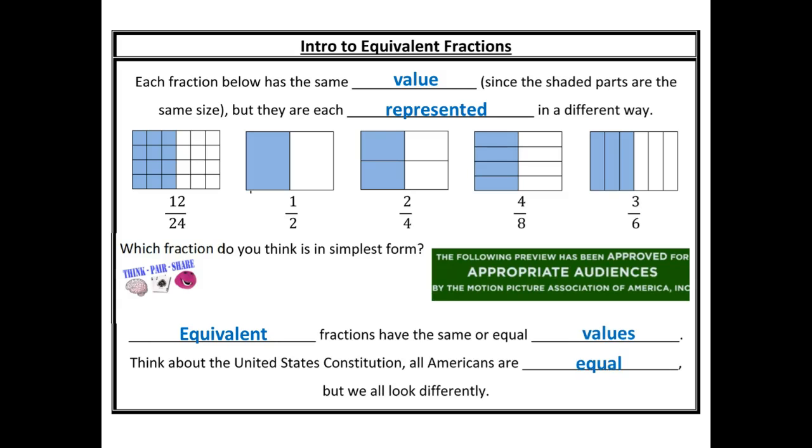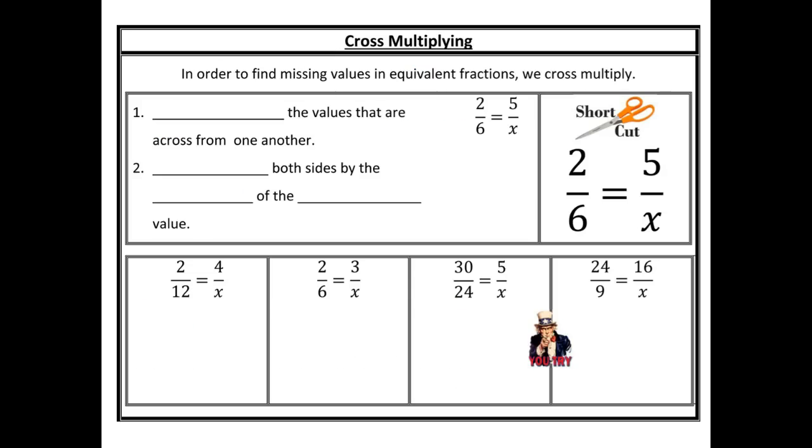Think about the United States Constitution. All Americans are equal, but we all look different. They all may have different numerators and denominators, but as you move from one fraction to the other, you find a scale factor, a value that's going to help you keep these values proportional. Since they have to remain proportional, we end up using proportions to deal with these mathematically.